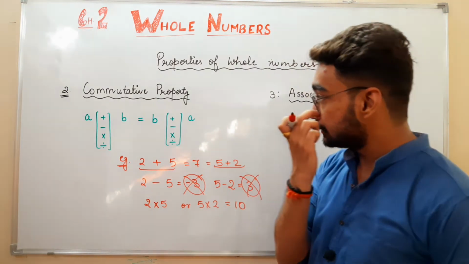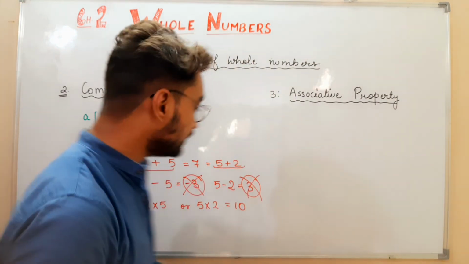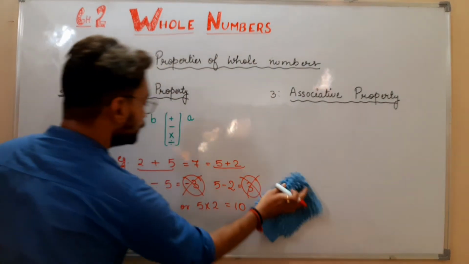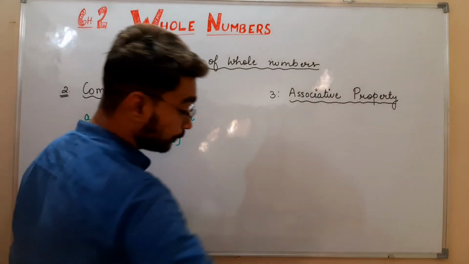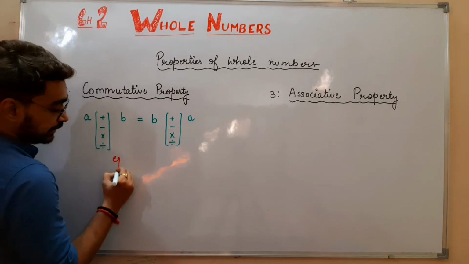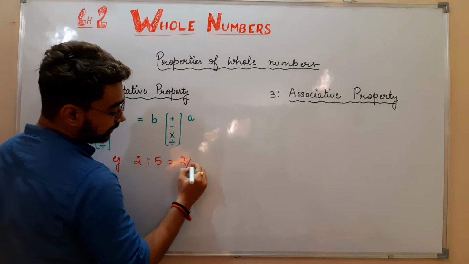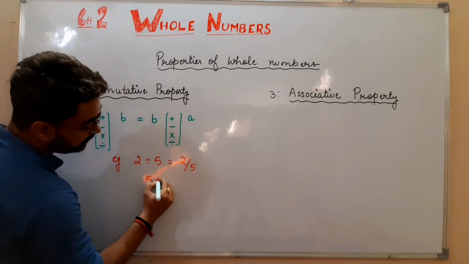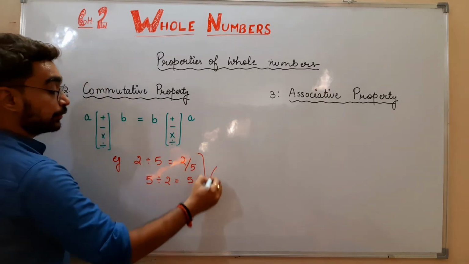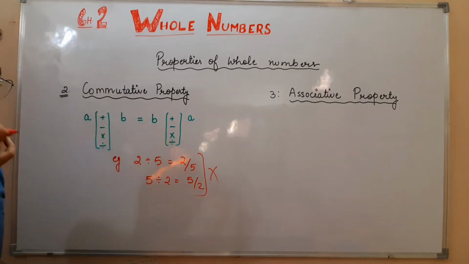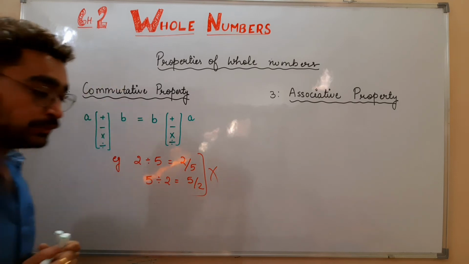Very good. So under addition and multiplication, they are commutative. Let us check in the case of division also. What do you think? Will they be commutative under division? No. Check it. 2 divided by 5 is 2 by 5, and 5 divided by 2 is 5 by 2. Are they the same? No. So only under addition and multiplication are whole numbers commutative.